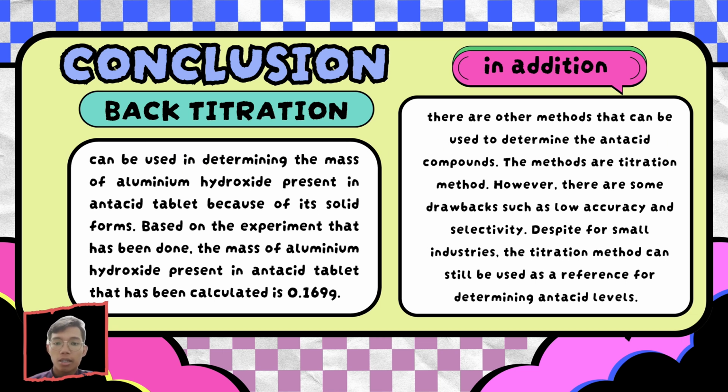In addition, there are other methods that can be used to determine the antacid compounds. The method is the direct titration method. However, there are some drawbacks such as low accuracy and selectivity. Despite that, for small industry, the titration method can still be used as a reference for determining antacid levels. Nevertheless, back titration has numerous applications that make it a versatile and efficient procedure when standard direct titration is not feasible.